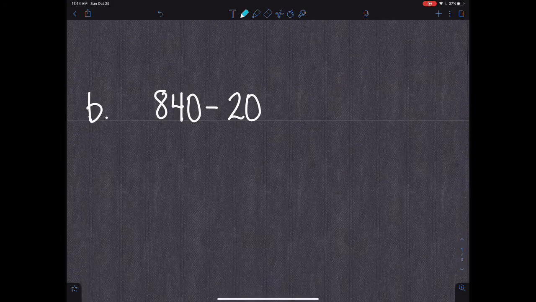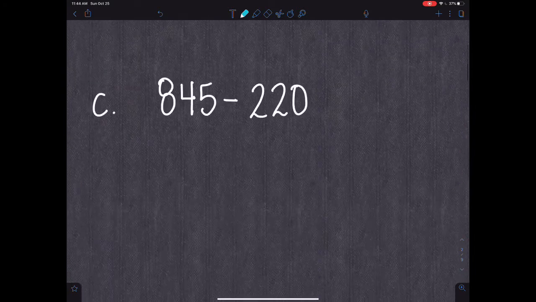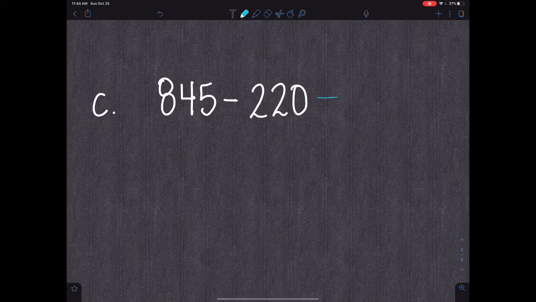Okay, this one's similar but different. Problem B, 840 minus 20. Write your answer. What about C, 845 minus 220? See if you can get that one. If I'm going too fast, make sure that you pause it.